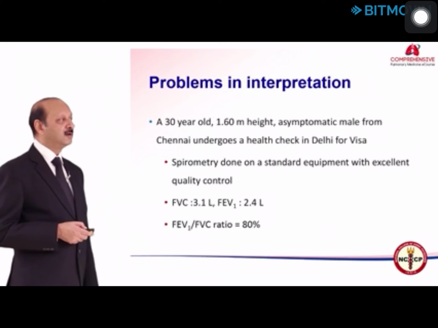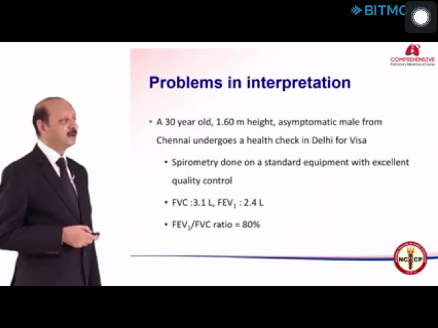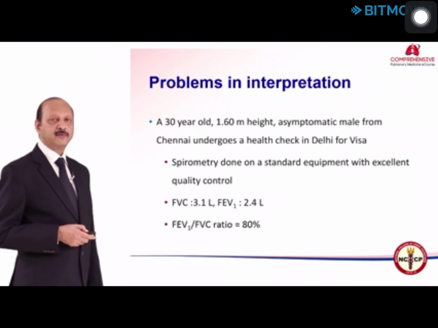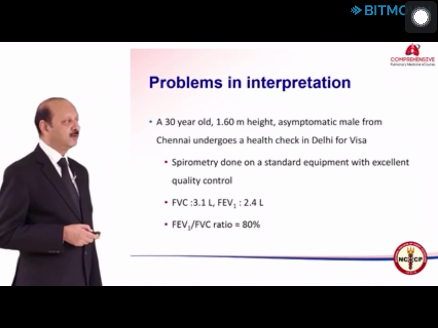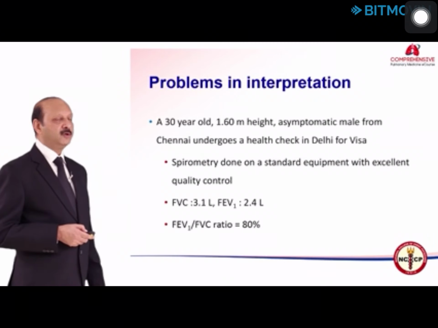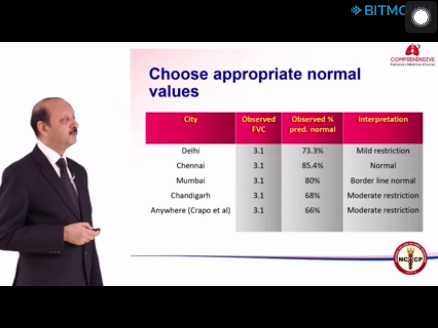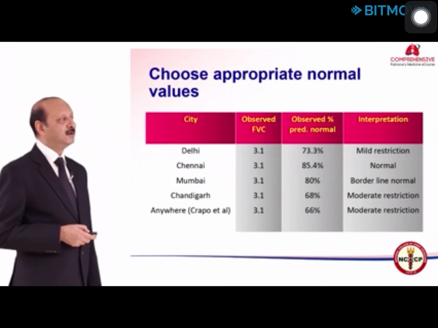So this 30-year-old gentleman, 1.6 meters in height, asymptomatic, went for a checkup in Delhi and they said that you are abnormal. Spirometry was done, the vital capacity was 3.1 liters, FEV1 was 2.4 liters and the ratio was 80%. He belongs to Chennai and they used the North India parameters. So he was told that you have mild restriction, as you can see in the first row. In the second row, he went back to Chennai and did the same test, FVC 3.1 liters. It was reported as normal because they used the South Indian normal predicted values.